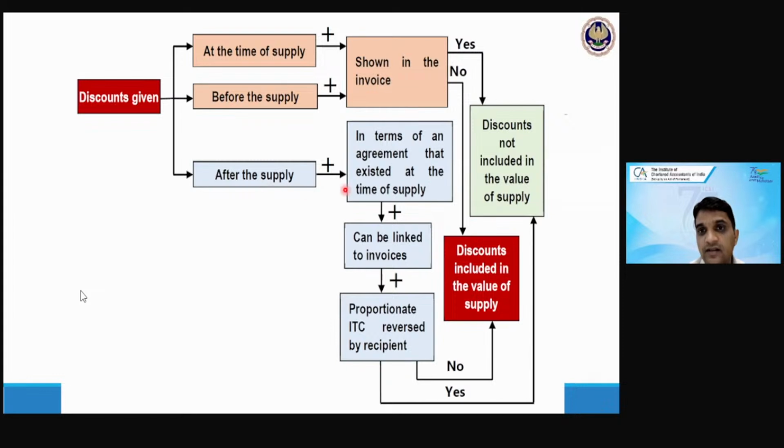For after the supply, there are three conditions. It should be in terms of an agreement that existed at the time of supply, plus it should be linked to the invoices, and proportionate ITC should be reversed. If all these three conditions are satisfied, then discounts are not included in the value of supply. If any of these conditions are not satisfied, then the discount is included in the value of supply, which means you will not get the deduction.